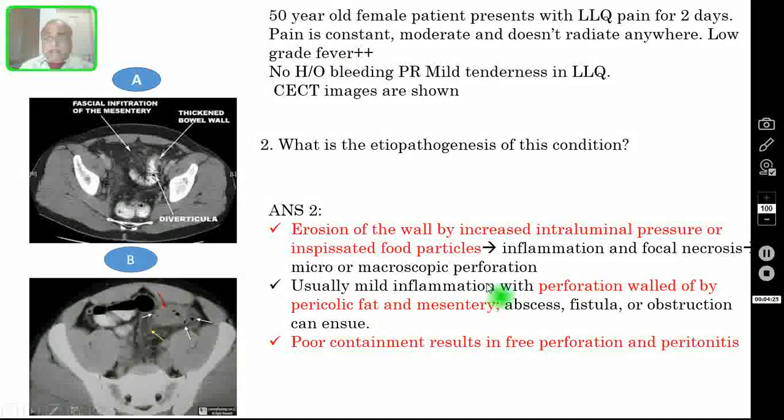Usually, mild inflammation with perforation is walled off by the pericolic fat and mesentery. However, abscess, fistula or obstruction can also ensue. Poor containment of this perforation results in free perforation and eventually perforative peritonitis.